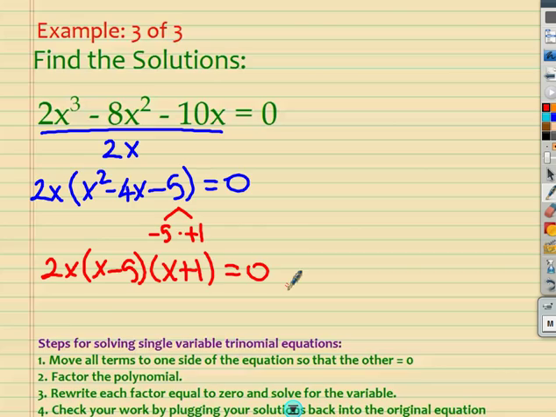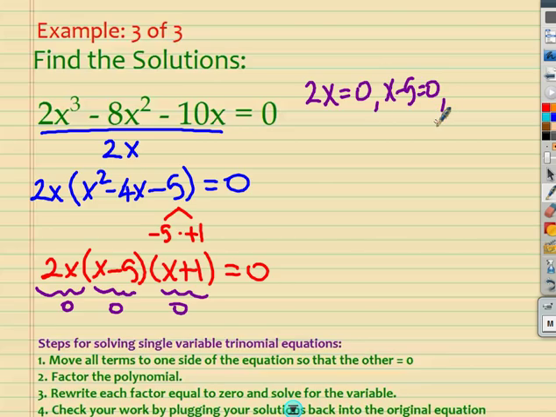According to the zero product property, if you have 0 times a number, it is equal to 0, or 0 times 0 is equal to 0. In this case, we have 3 terms. Out of these 3 terms, any of the 3 or all of them could be equal to 0. So we can write 2x equals 0 to find one solution, x minus 5 equals 0 to find the next solution, and x plus 1 equals 0 to find the last solution.